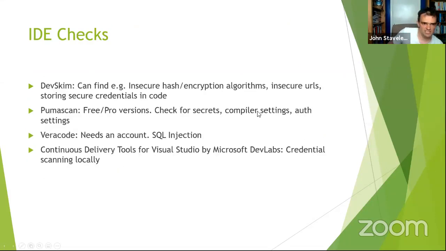So in terms of IDE checks, you've got a number to go at. Each of these things teach you something new about your code. DevSkim, which I've used, helps you find insecure hash and encryption algorithms, insecure URLs, not using HTTPS, storing secure credentials in code. It doesn't do all of them, like it won't find a service bus credential, for instance.